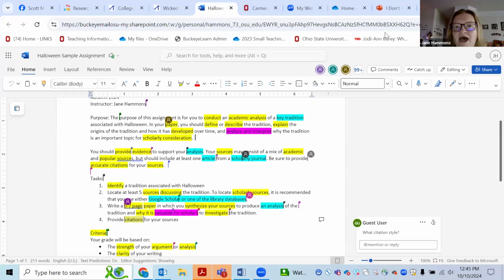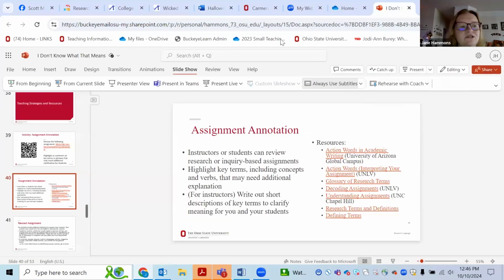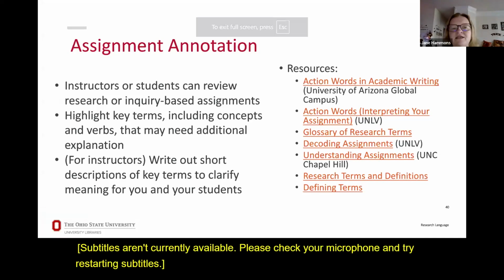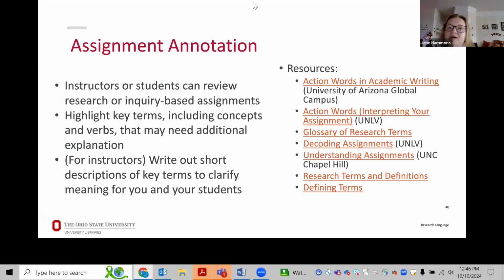So I'm going to go ahead and go back to the PowerPoint, but I think this is a fun example of an assignment that you might be able to do with your students or with instructors, or as an instructor, going through an assignment yourself or working with students in a class, having them go through and highlight the words or the terms that they don't understand, ask any questions on the assignment sheet that they don't understand, concepts, verbs that may need additional explanation.